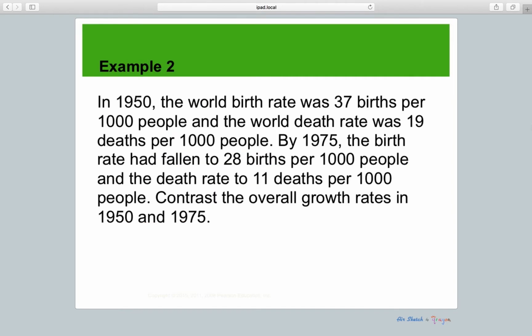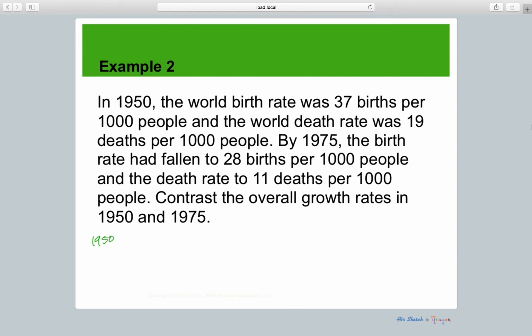So example 2: in 1950 the birth rate was 37 births per 1,000 people and the world death rate was 19 deaths per 1,000 people. By 1975 the birth rate had fallen to 28 births per 1,000 and the death rate to 11 deaths per 1,000. Contrast the overall growth rates in 1950 and 1975.